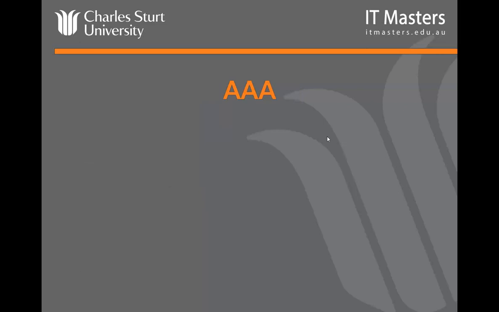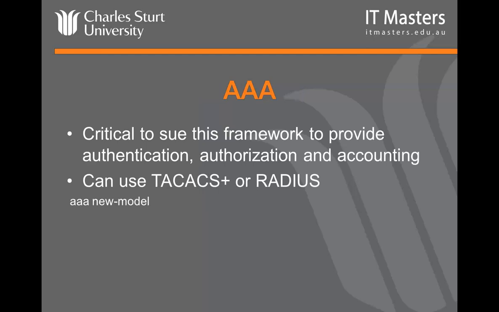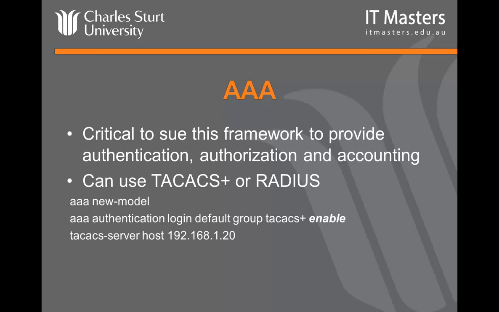Okay, AAA. Critical to use this framework to provide authentication, authorization, and accounting. We looked at it a little bit earlier. So we're basically talking about TACACS or RADIUS, enabling your router or switch or whatever device you're on to use TACACS or RADIUS. We enable that with aaa new-model. Then there's your authentication: aaa authentication login default group tacacs+ enable. That enable on the end is important. Then tacacs-server host puts in your actual TACACS server that you're going to use, and then the tacacs-server key.